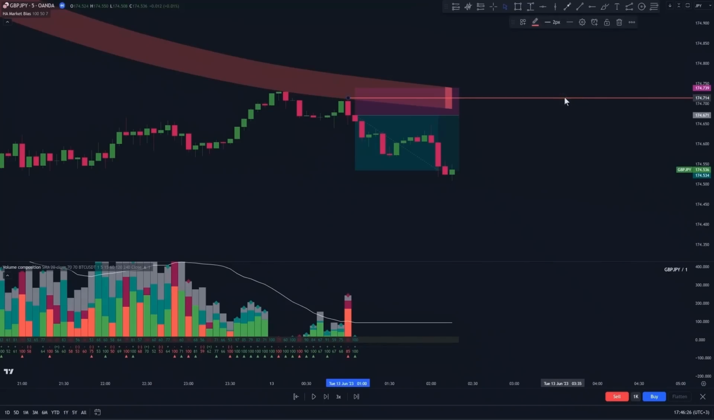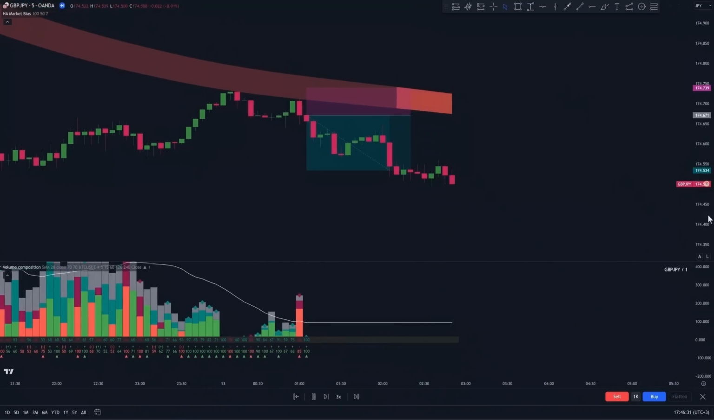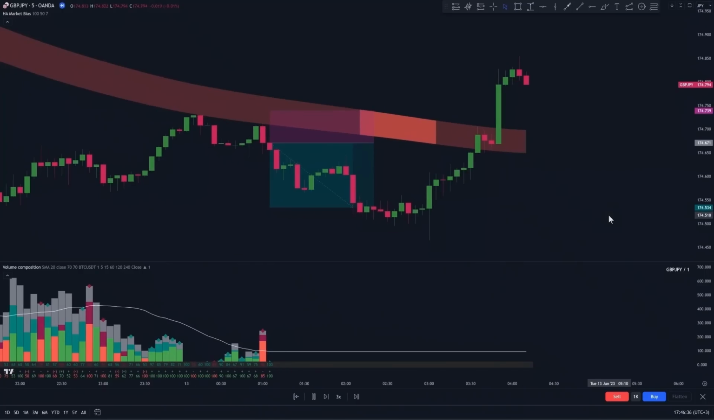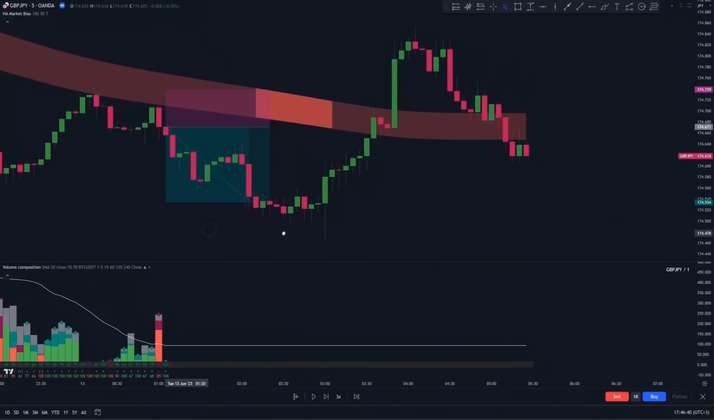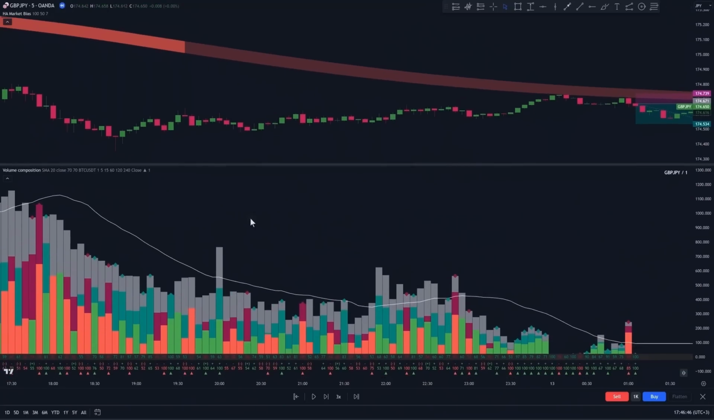This is just one of the many strategies that you can do using the volume composition indicator. Go ahead and take a look at this awesome tool and see what other strategies you can come up with.